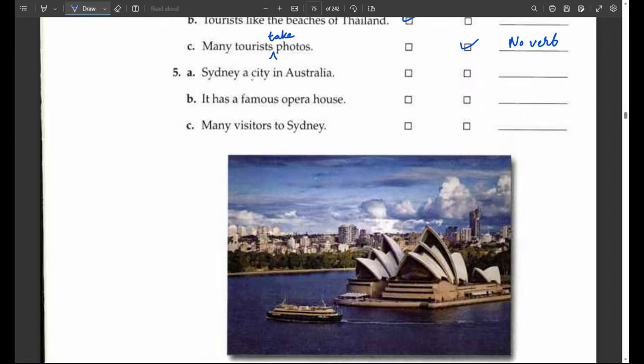Number 5. Sydney, a city in Australia, is incomplete. What is missing? Verb, no verb. Sydney is a city in Australia. It has a famous opera house. This is a complete sentence. Many visitors to Sydney.